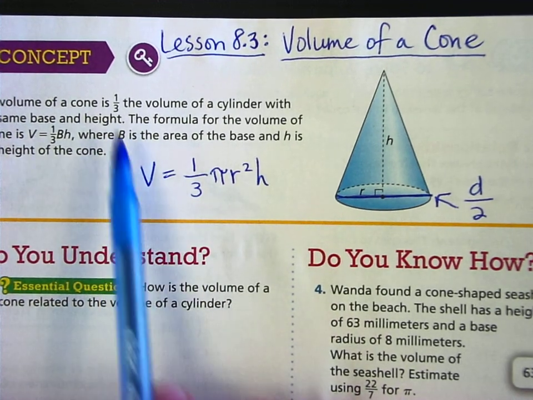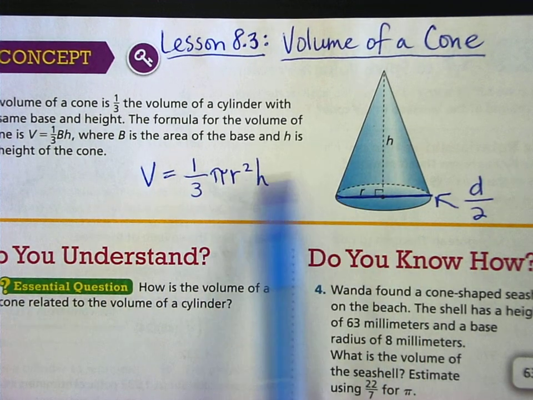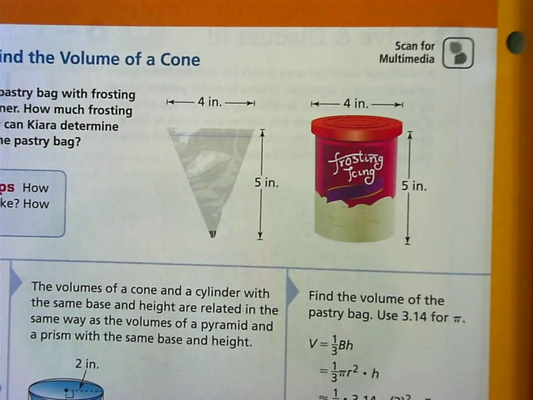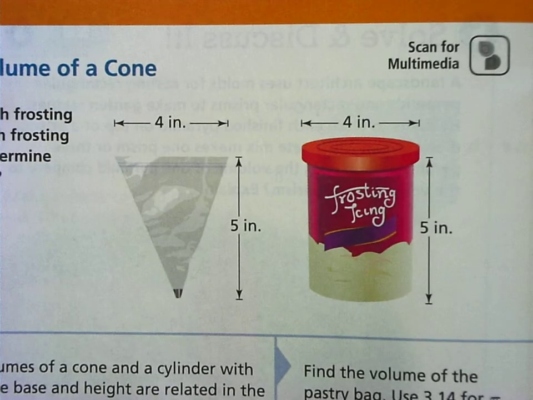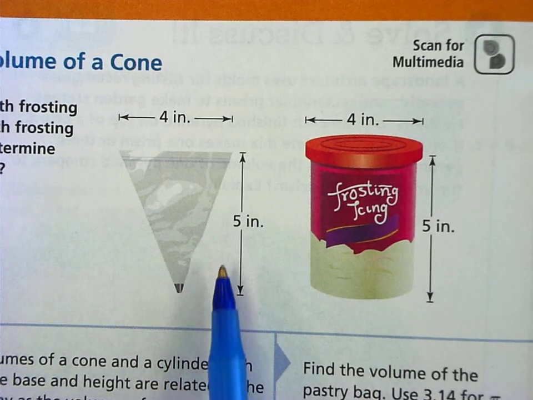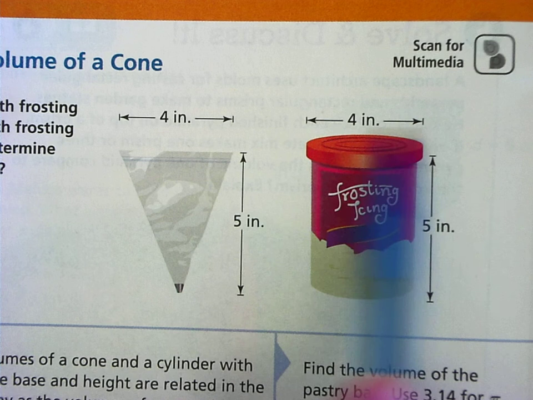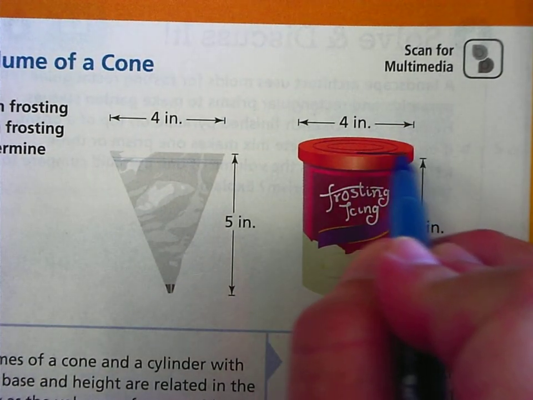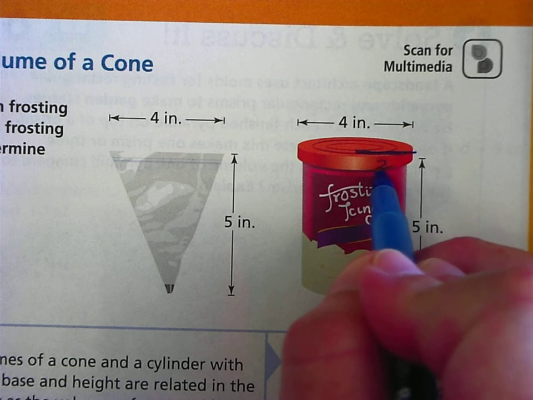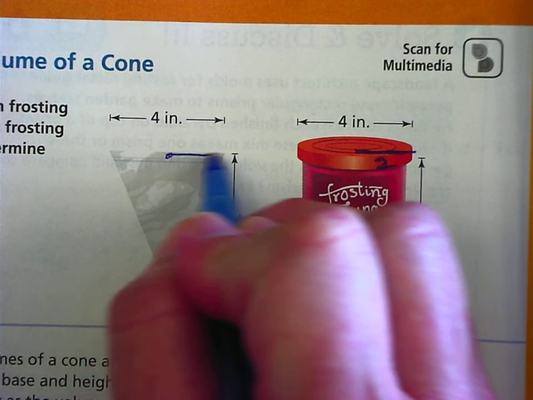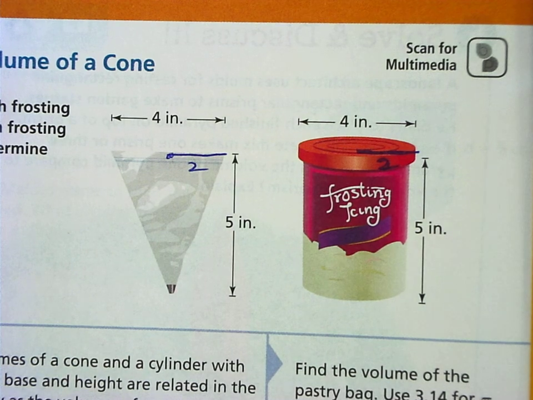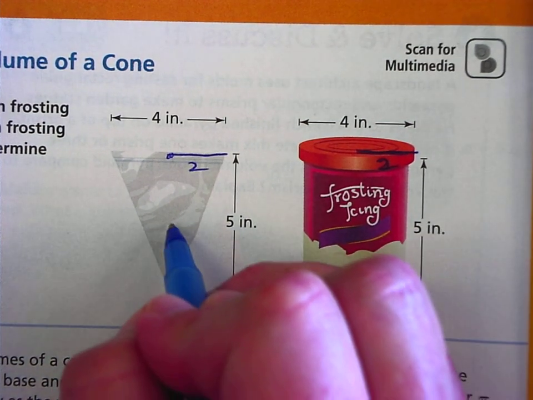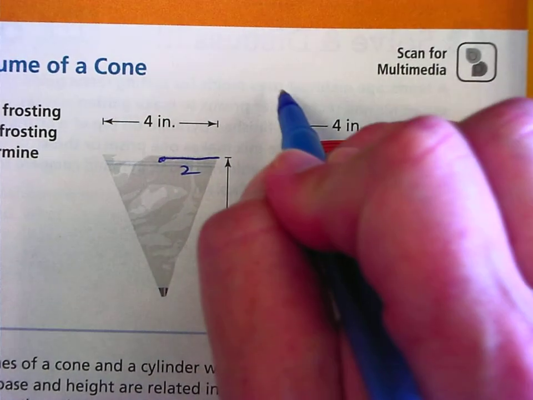Okay, so let's go back to a cone being 1/3 of the size of a cylinder with the same base and height. So take a look at these two. Notice that this cylinder and this cone has the exact same diameter all the way across and same height. So if this is a diameter of 4, remember we're going to cut that in half. We're going to divide it by 2, and so the radius is 2. Okay, so now because the base and the height are the same, then that means this cone is 1/3 of the size of this cylinder.